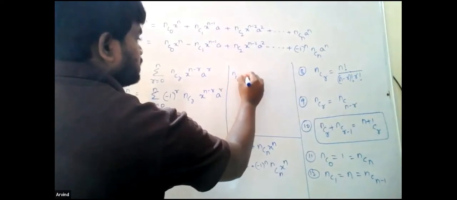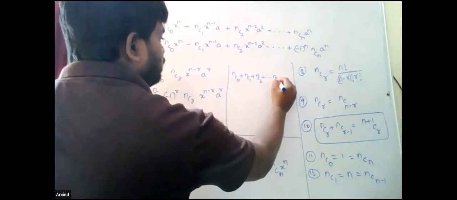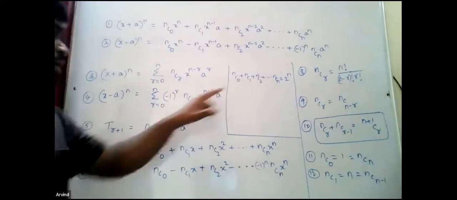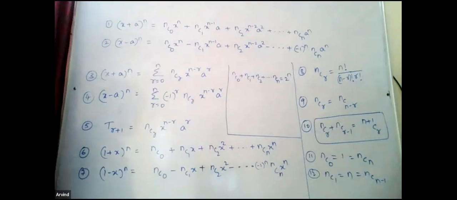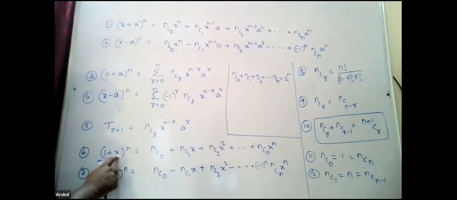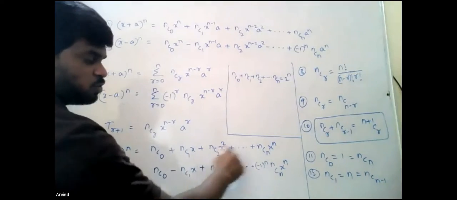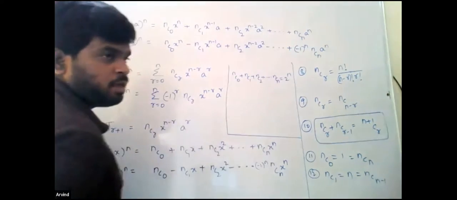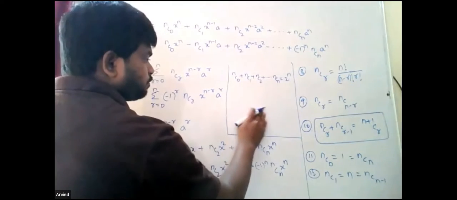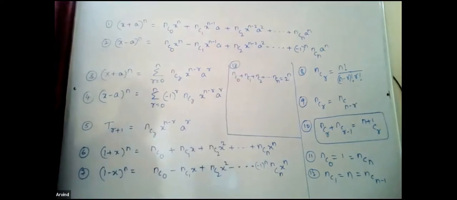nC0 plus nC1 plus nC2, and so on up to nCn, is equal to 2 power n. How do we get this formula? Here we have (1 plus x) whole to the power n. In this formula, put 1 in place of x. What do you get? nC0, nC1, nC2, and so on up to nCn. Here 1 plus 1 is 2 power n. Okay, let me take this as the 13th one. Again, this is also very, very important.